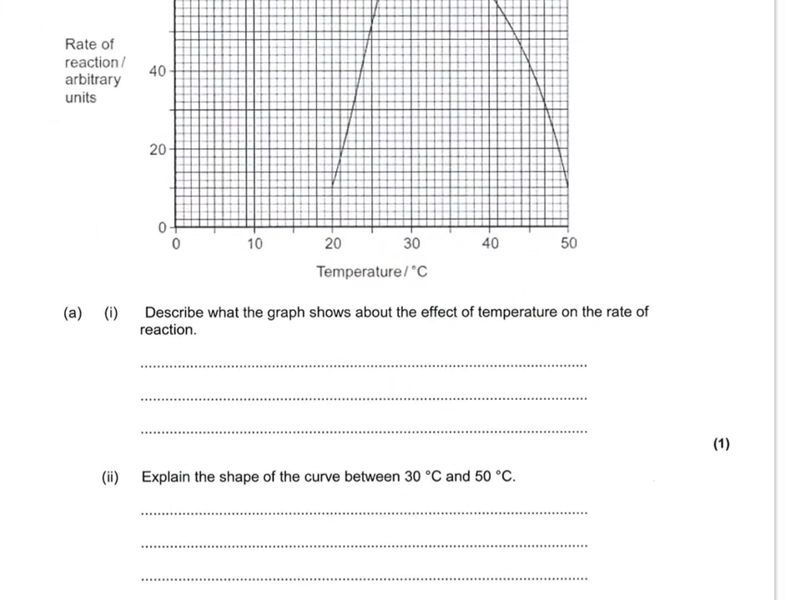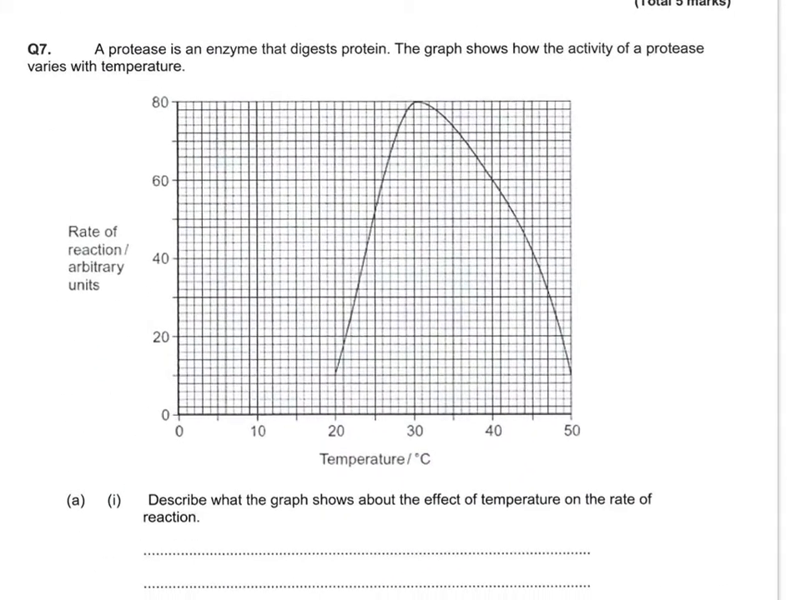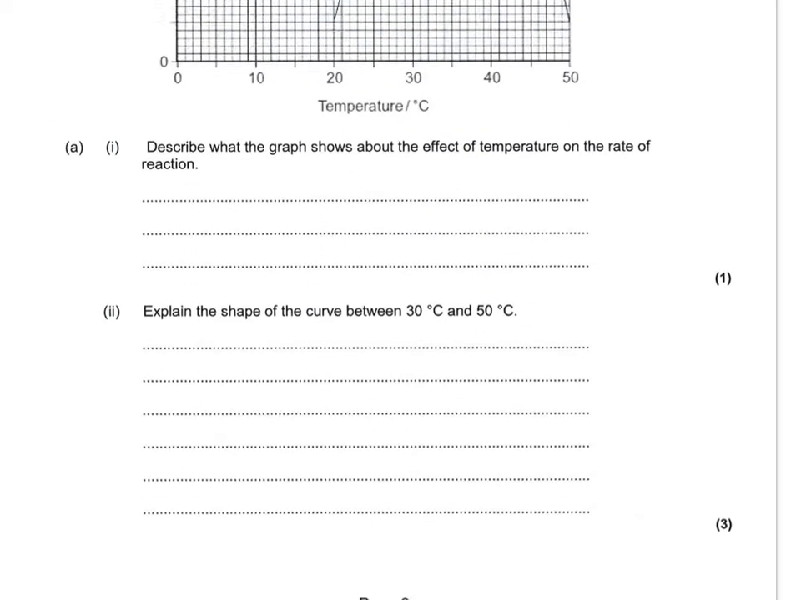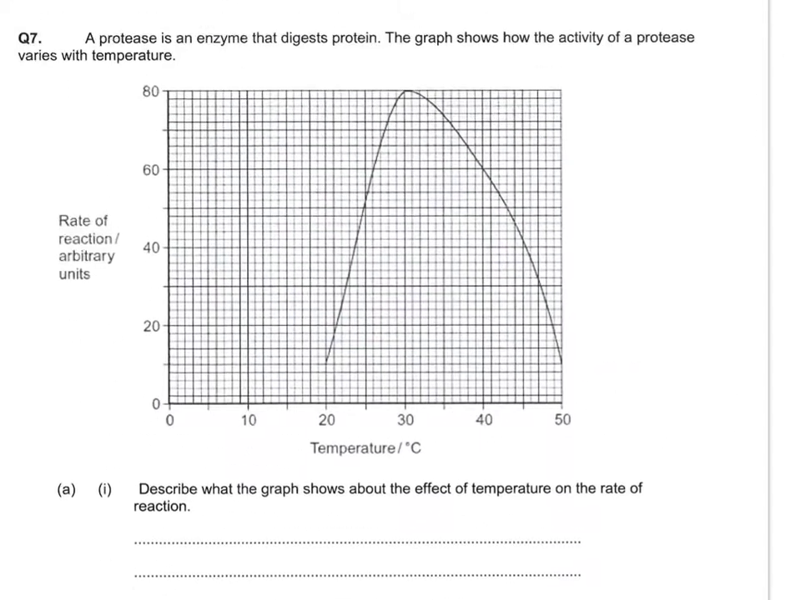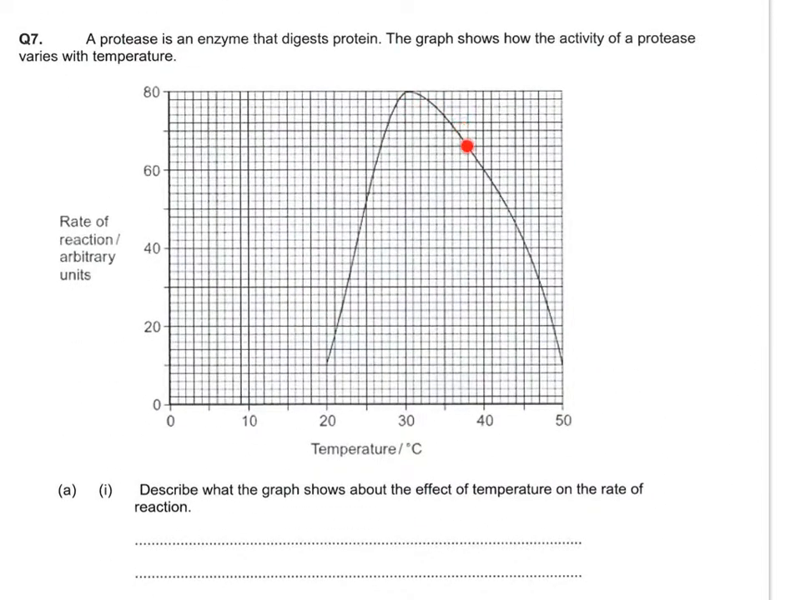You need to know the difference between describe and explain. It's quite a simple skill to master, but it's still often got wrong. So describe is simply what is the line doing. It's increasing up to an optimum of 30 degrees, and then the line is decreasing. That is a describe. Then explain, between 30 and 50: basically why, not describing, but why is the line decreasing? It's decreasing because the enzyme is denatured, hydrogen bonds are broken, the active sites change shape, the substrate no longer fits, fewer enzyme-substrate complexes are formed. That is why the line is decreasing.